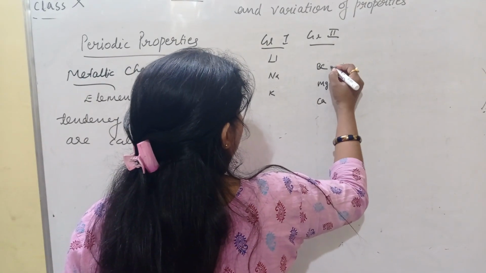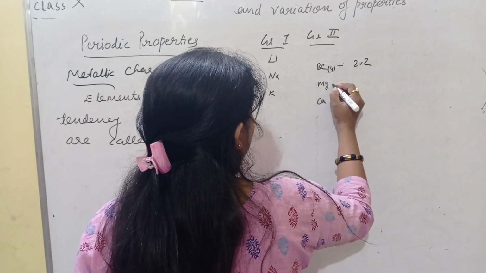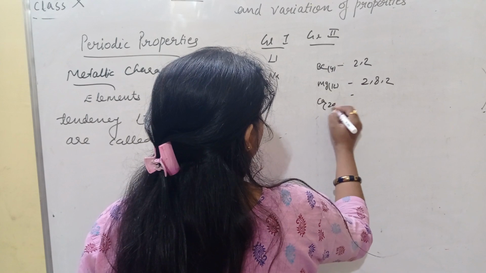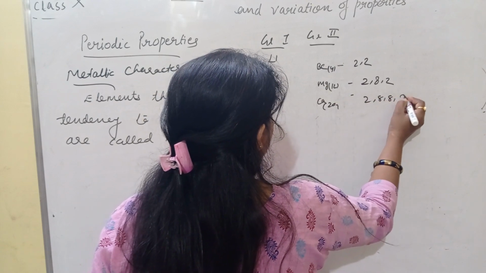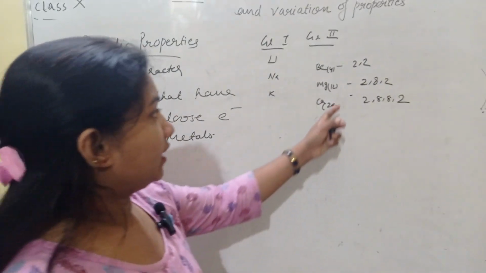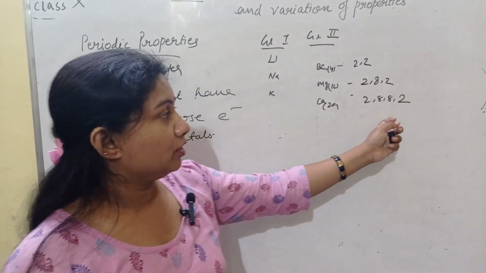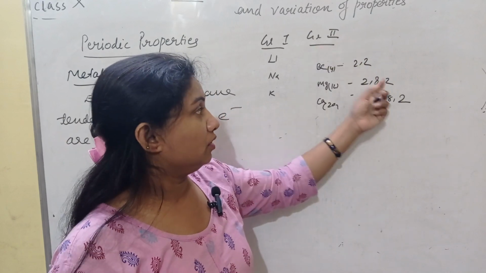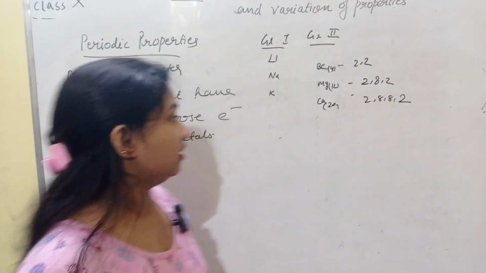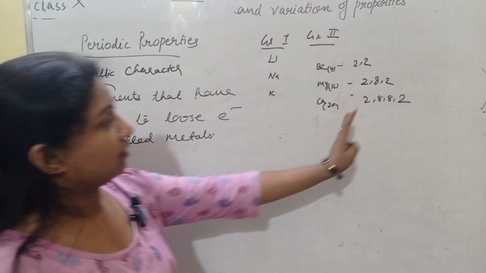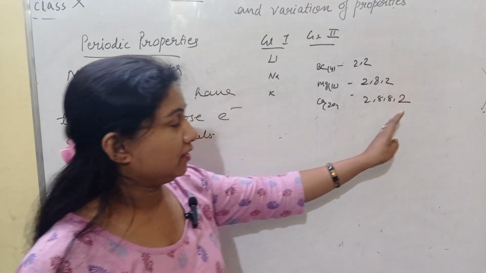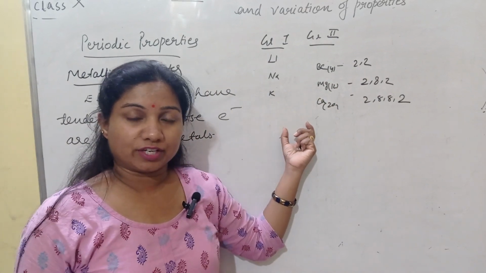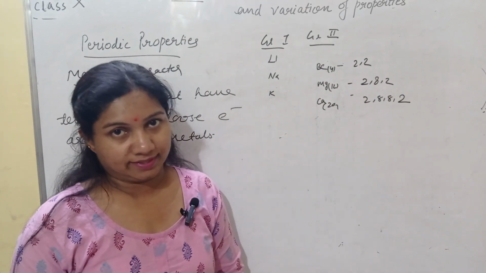Beryllium atomic number 4, configuration 2,2; magnesium 12, 2,8,2; calcium 20, 2,8,8,2. So you can see here that they all have 2 electrons in their valence shell. Group 2 means 2 electrons in the valence shell. So what will happen? To gain a stable electronic configuration, they will lose these 2 electrons. So they also have this tendency to lose electrons, so they are also metals.